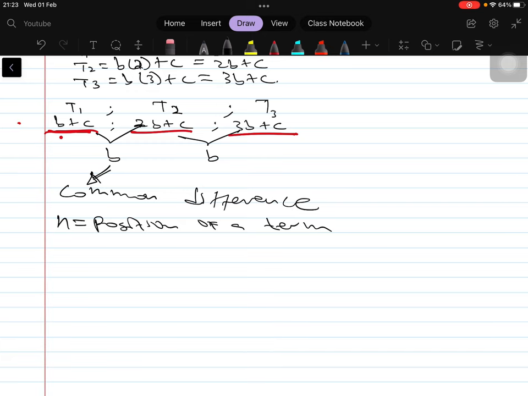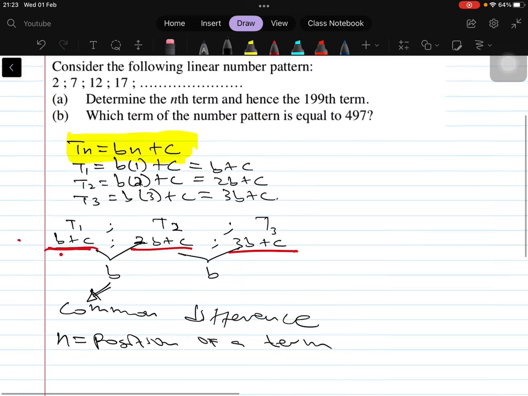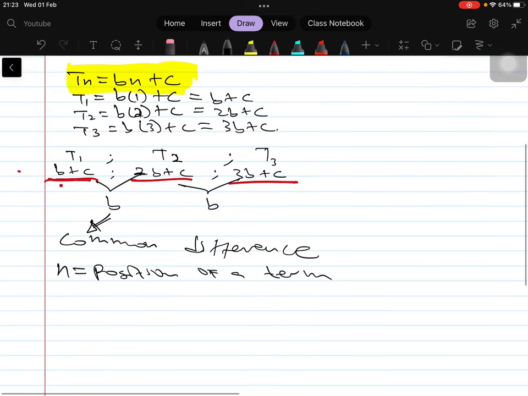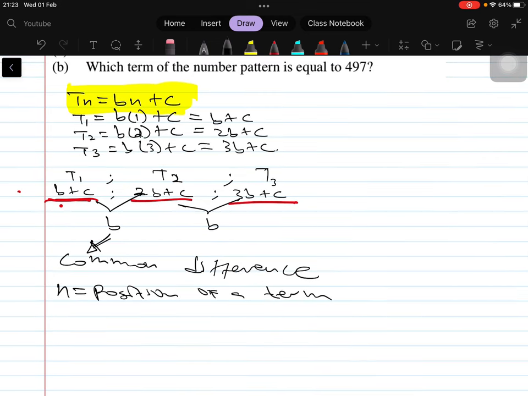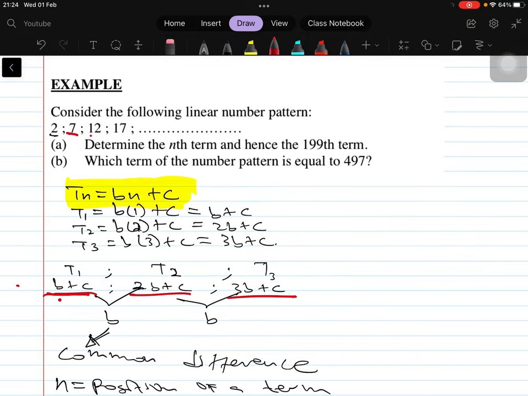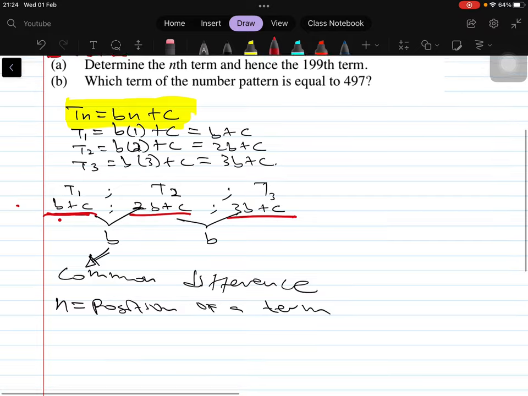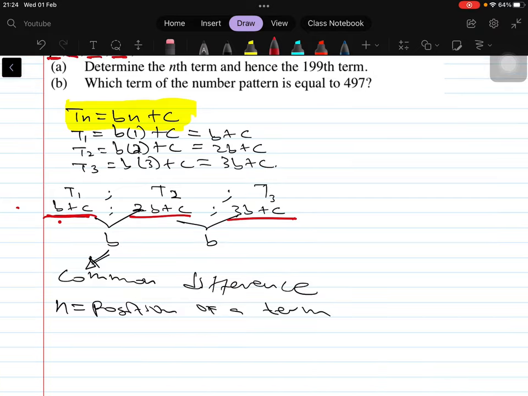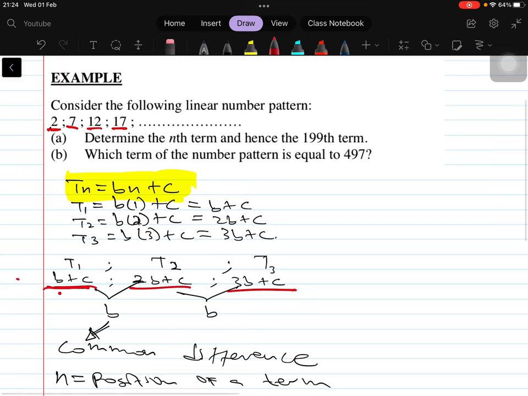I'm trying to reiterate this so that you actually understand the terminology used when we are dealing with number patterns. There's a term number, there's a value of a term. Term number is for instance, this is term number 1, this is term number 2, number 3, number 4, like that. The value of term number 1 is 2, the value of term number 2 is 7, the value of term number 3 is 12. So let's just look at that example to understand how we are going to be using the general formula.